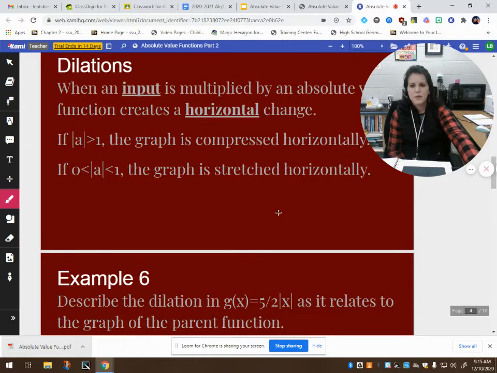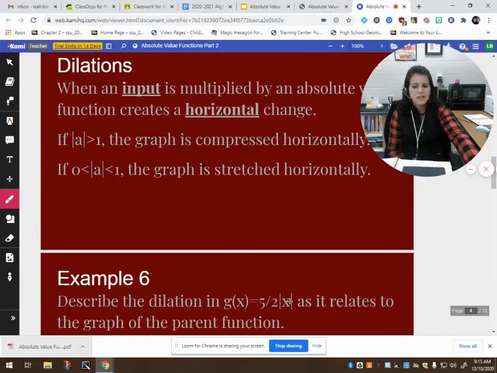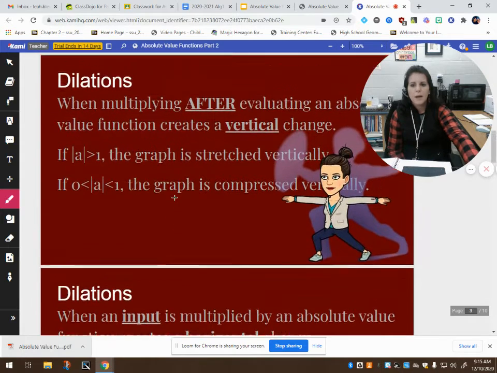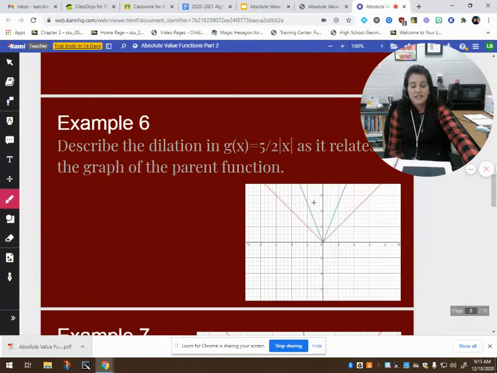So I'm not multiplying the input inside the absolute value, but I am multiplying after evaluating the absolute value by a number greater than 1. We can see that our graph is stretched vertically, and that is exactly what happened here. The red was stretched vertically by a factor of 5 halves. So what happened was my slope got steeper.